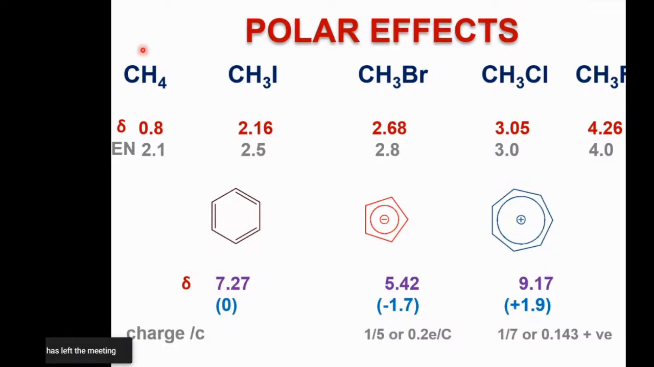Now, you can see here that in the case of methane, the chemical shift is 0.8. But the moment you have a slightly electronegative atom attached to carbon, iodine, the chemical shift increases to 2.16. As the electronegativity of the atom increases, with bromomethane, it is 2.68. Chloromethane, 3.05. Fluoromethane, 4.26. So you can see a wide range of chemical shifts for proton attached to carbon from 0.8 to 4.26, in this case itself, halomethanes, as the electronegativity of the halogen attached increases: iodine, bromine, chlorine, and fluorine. Similarly, even a single electron, or a pair of electrons, can dramatically change the chemical shift.